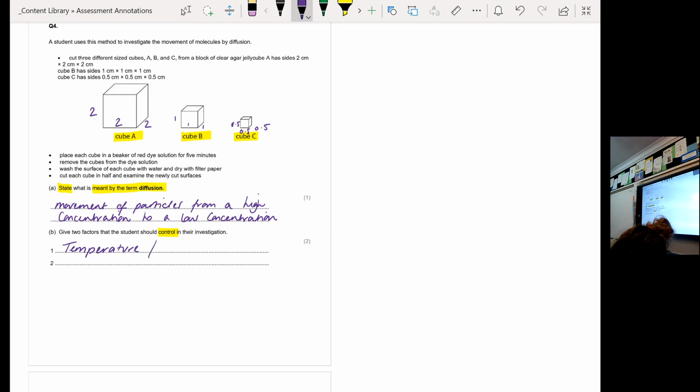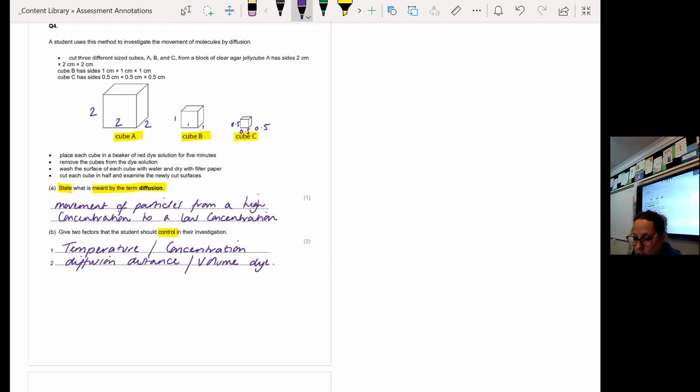It could be concentration of the dye. I've got a greater concentration gradient outside than I do inside, then therefore my particles will move faster. The thickness of the agar will affect it, because if I've got a thicker agar to move through, that will slow down my rate of diffusion. So diffusion distance is one. So I need it to be really thin to increase my rate of diffusion. And the last one is the volume of the dye. If I've got more dye, then more can diffuse.